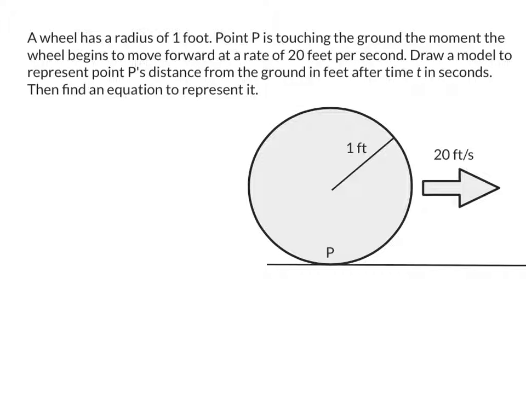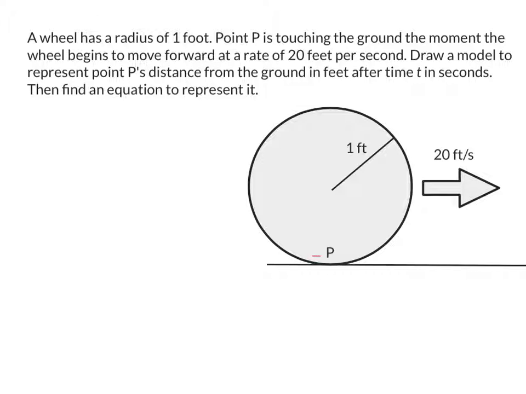Hello, in this video we're going to be using our trig functions sine and cosine to model the behavior of a wheel that is rolling across a straight line path. So we have a wheel here with 1 foot radius. Point P is sitting on the ground and as the wheel begins to move 20 feet per second, point P will start to move around the circle with the wheel. So we want to draw a model to represent point P's distance as it travels around the wheel.